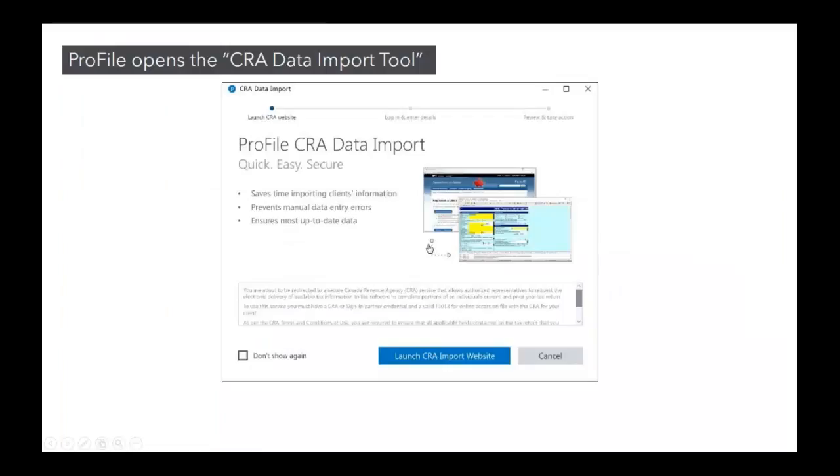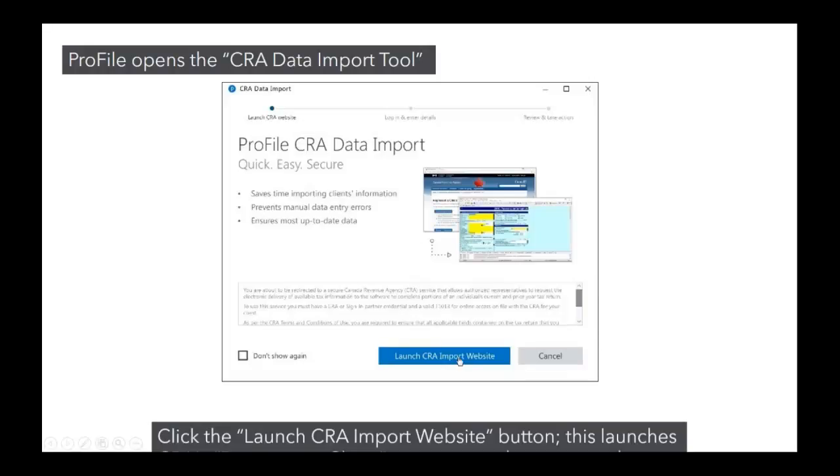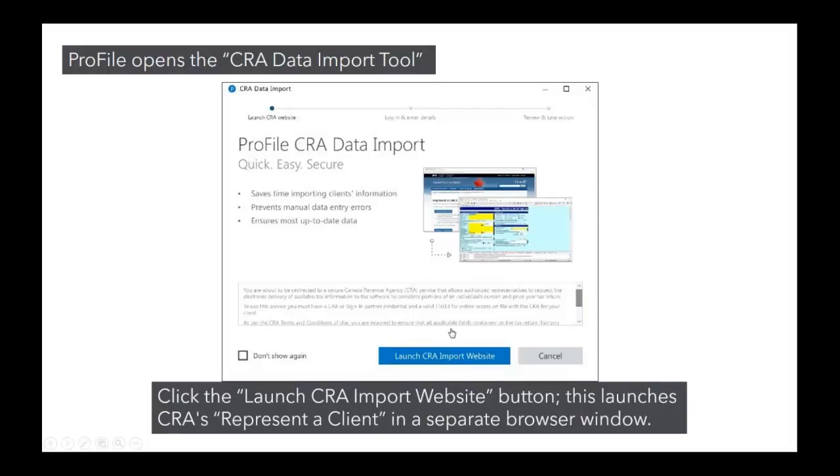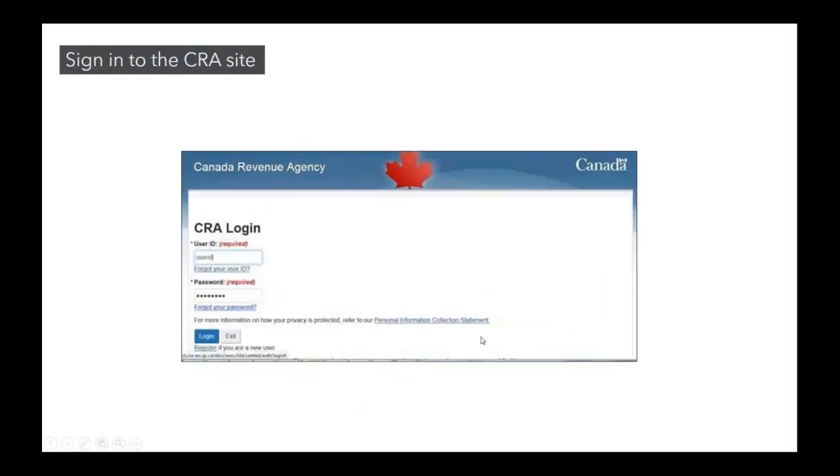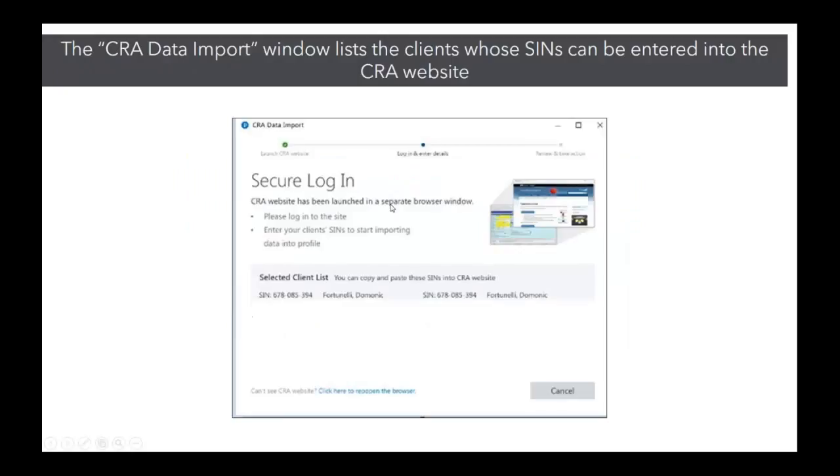Okay. Once you do that, ProFile will launch a window, which opens the CRA data import tool, which kind of looks like this. You would click the launch CRA import website button. This launches CRA's Represent a Client in a separate browser. And once you have that, you would just sign in with your user ID and your password, and then click on log in.